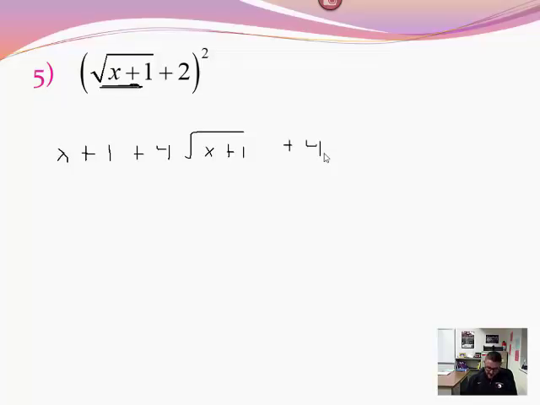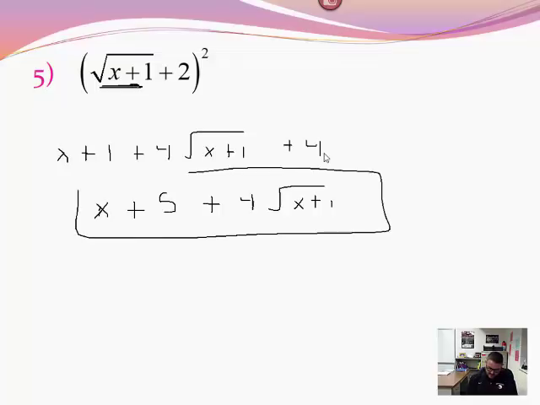And then I can simplify and take that 1 plus the 4, so I'm going to write it as x, 1 plus 4 is 5 plus 4 square root of x plus 1. And this is your simplified answer. I apologize for my penmanship.